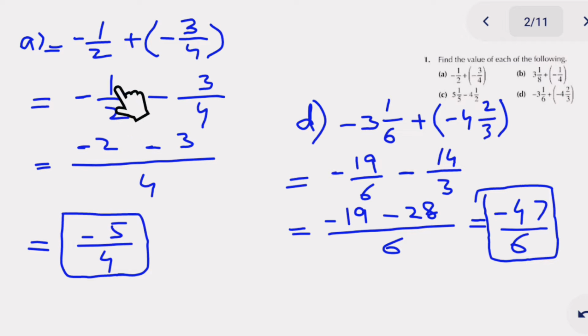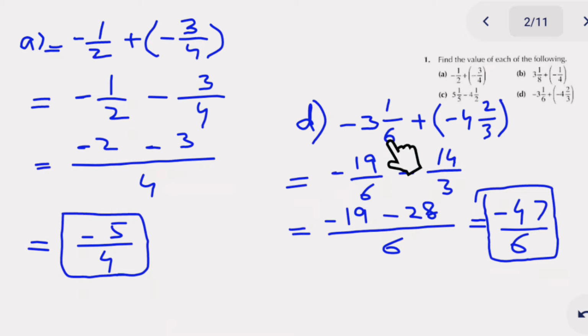That 2 is multiplied with the numerator, that was 1, so 2 ones are 2. Similarly we do the same with the next fraction. 4 is divided by 4 to get 1, that 1 is multiplied with the 3 and we get 3. Then because minus minus is plus, we add these two numbers and we get minus 5 over 4.